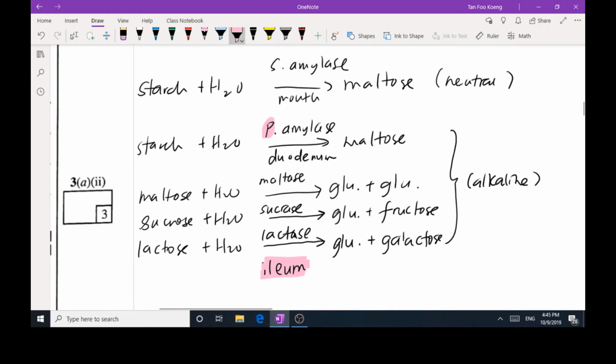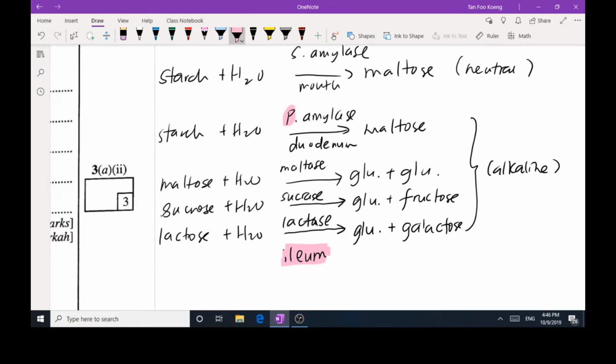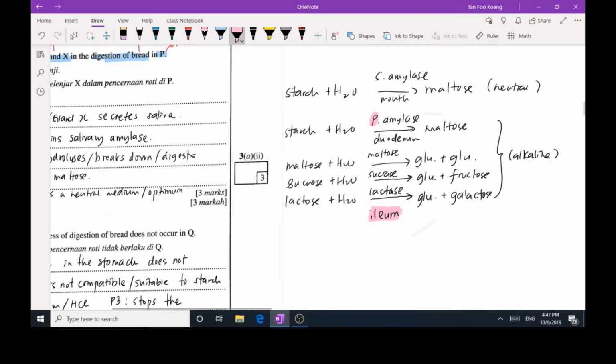Now, bear in mind that since bile is secreted to the duodenum, the content from the duodenum all the way to the small intestine should be alkaline. So pancreatic amylase, maltase, sucrase, and lactase all work in alkaline medium.